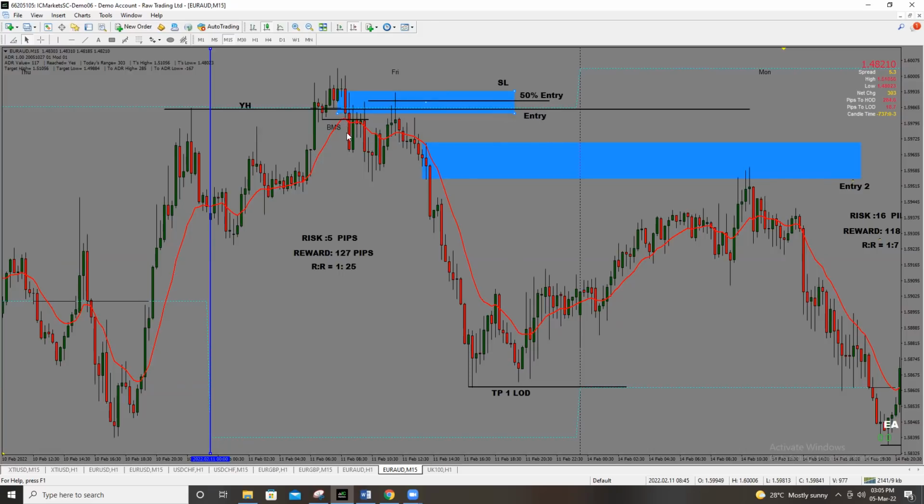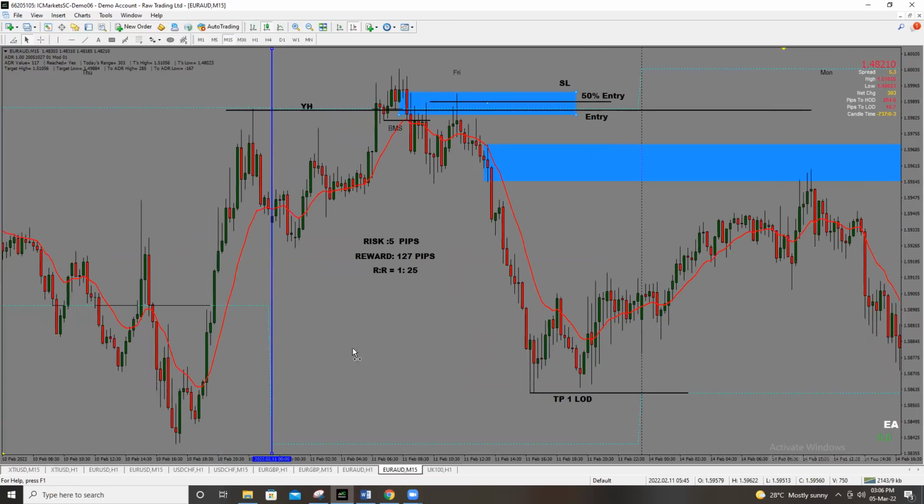Again, you see what did the market do? It came back. That did not hit our stop loss. Where is the stop loss? At the top side. So you have your stop loss there, your 50% entry, and your optimal entry. And there you push. Now, which is the first TP?